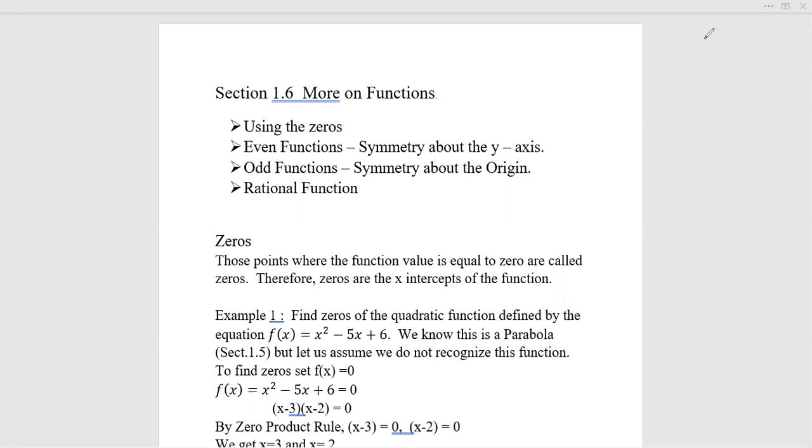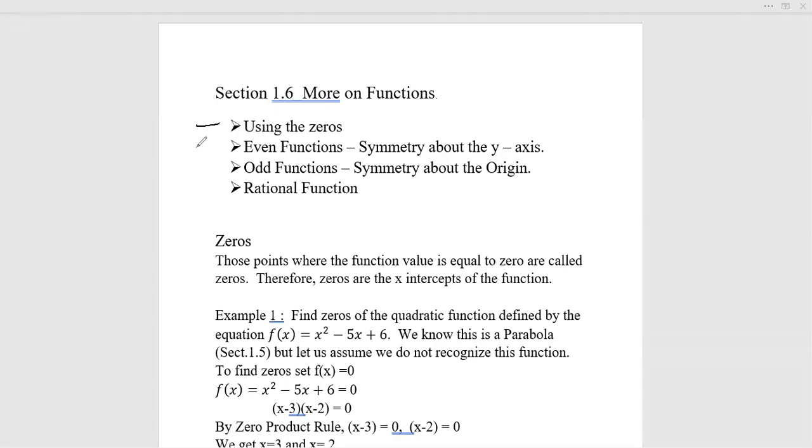Hi, I'm going to teach section 1.6 today. It's more on functions. Here I hope to discuss these topics using zeros. I'm supposed to discuss zeros, introduce zeros, what they are, how to use them, etc.